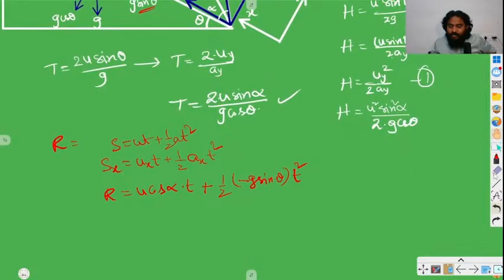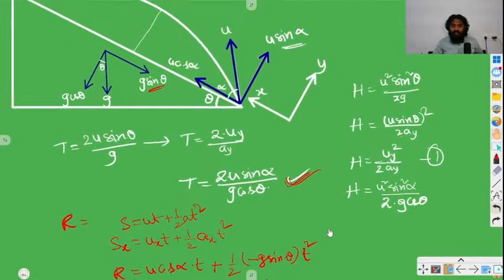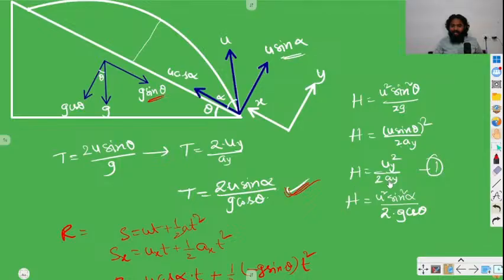Then R is equal to u cos alpha into t minus half g sin theta t square. So here, in the place of this t, you have to use 2u sin alpha by g cos theta. This time of flight formula you have to apply, then you will get the range. Clear? It's very clear, right? Check it once, and you should remember these two formulas.